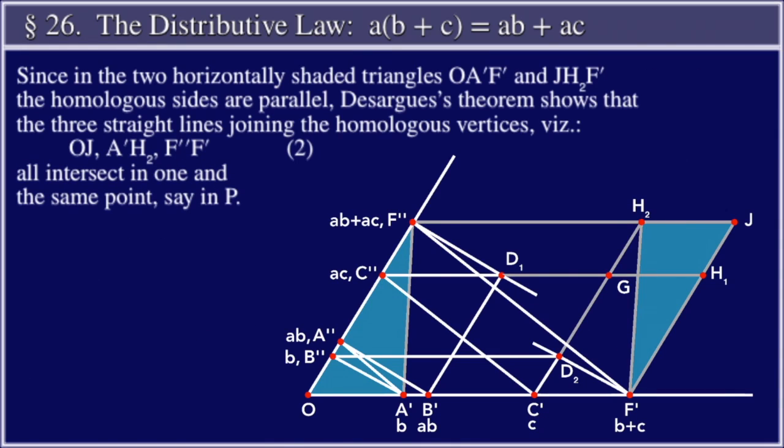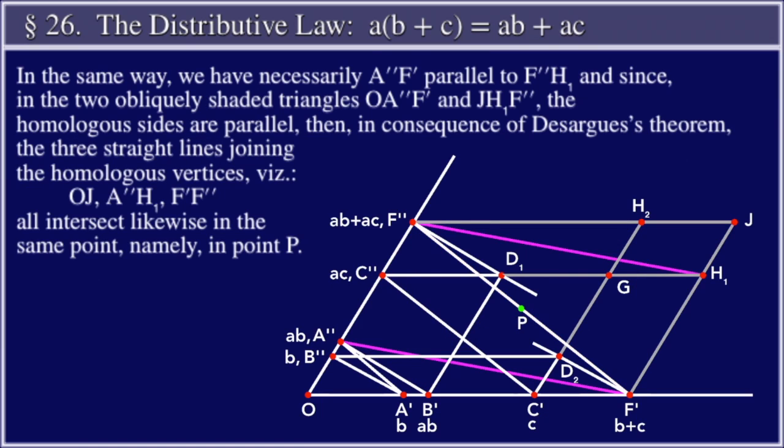Since in the two horizontally shaded triangles OA'F' and JH₂F', the homologous sides are parallel, Desargues' theorem shows that the three straight lines joining the homologous vertices, namely OJ, A'H₂, and F''F', all intersect in one and the same point, say in P.